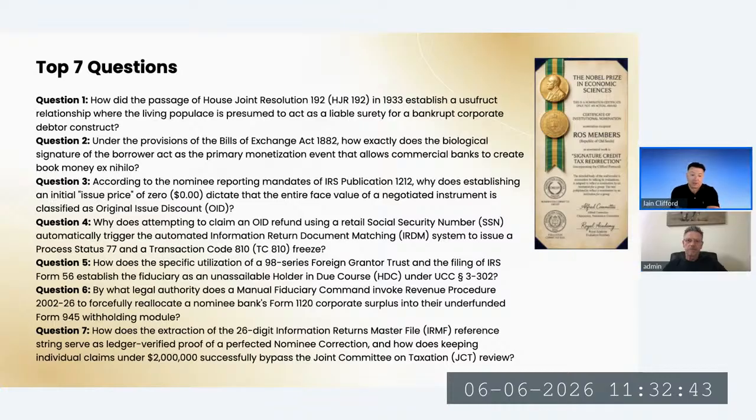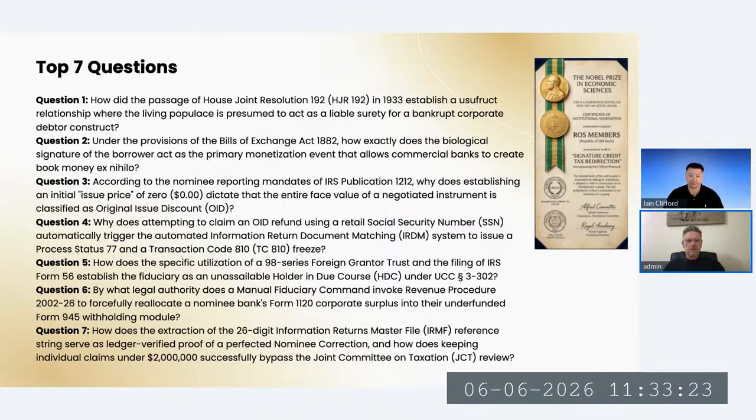Yeah, I mean, it comes down to what it says in IRS publication 1212. If a nominee files a 1099 OID that belongs to the true creditor, which is the beneficiary of the foreign grantor's trust, then essentially the foreign grantor's trust becomes the holder in due course, as it describes in UCC 3-302. It's all about holder in due course. If the grantor trust is not the holder in due course, it's not entitled to the tax redirection.